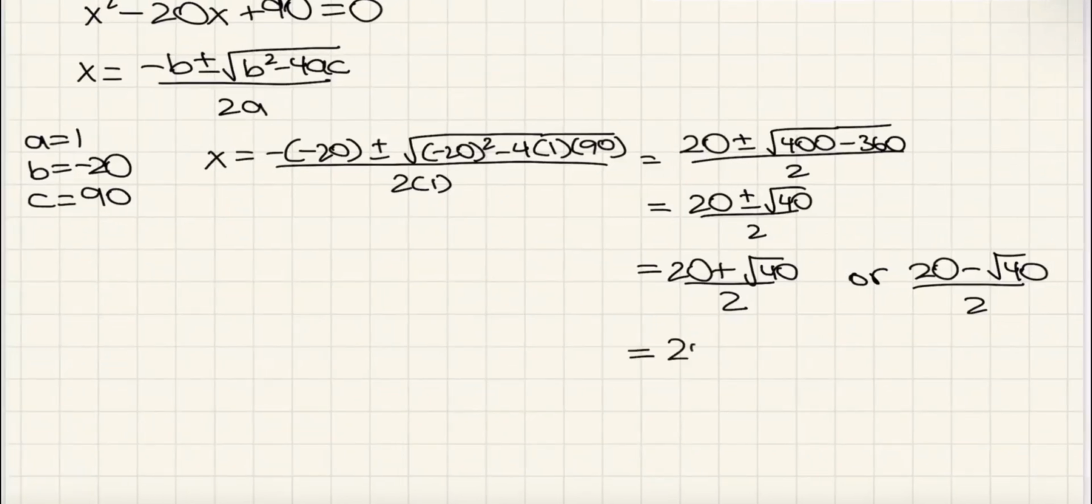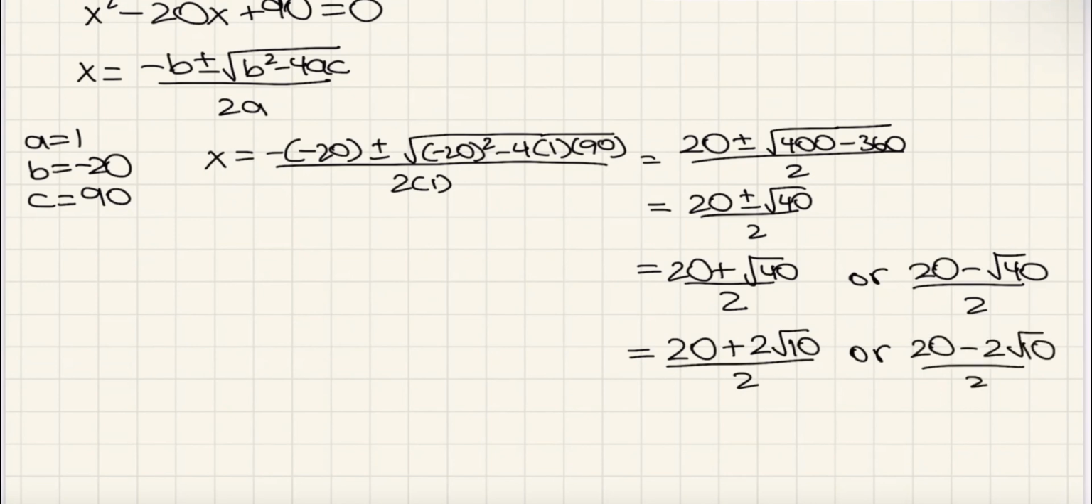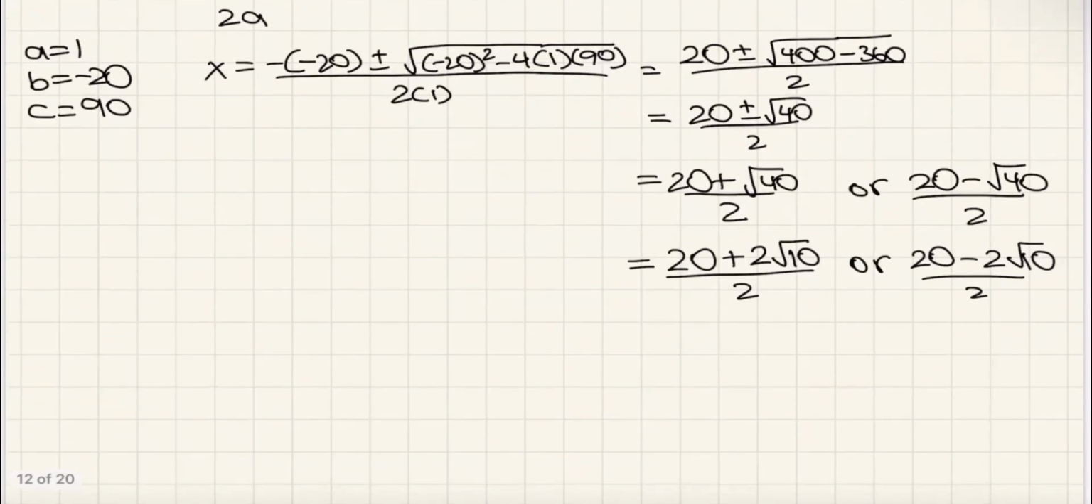Now, root 40 is the same as the root of 4 times the root of 10, right? So that means that here we are going to have 20 plus root 4 root 10, which is just going to be 2 root 10, divided by 2. And same thing over here. We can make a similar argument and say this is 20 minus 2 root 10 over 2. And then we can divide both by 2. So we can get 10 plus root 10, and then over here, we would have 10 minus root 10.